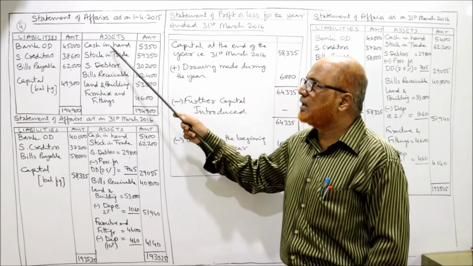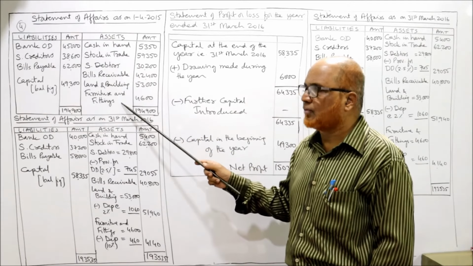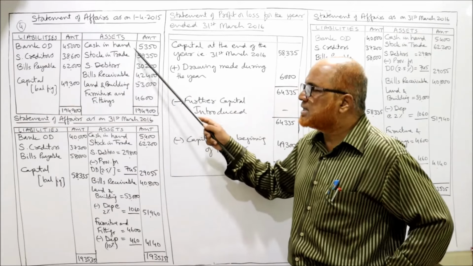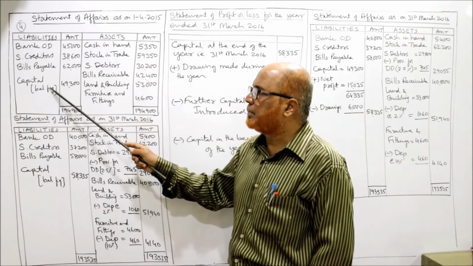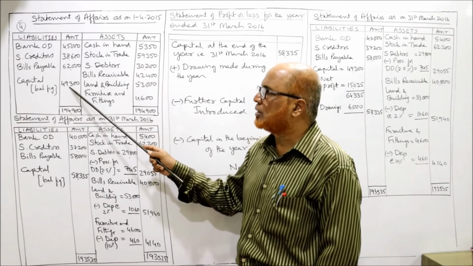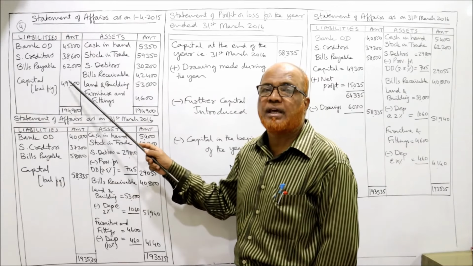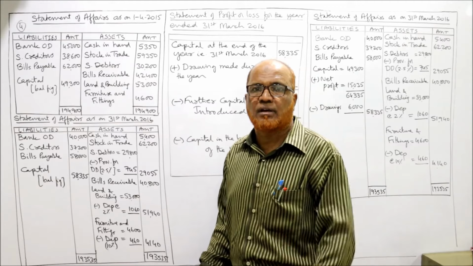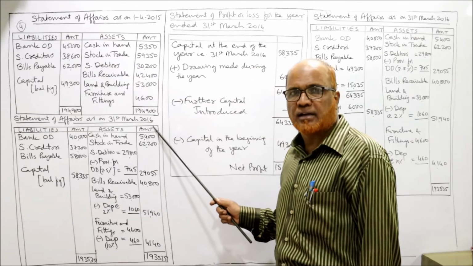So at the beginning of the year, cash in hand, stock in trade, debtors, bills receivable, land and building, furniture, fittings. As it is, जैसा problem में opening balances दे दिया, same balances we have taken. Then bank overdraft, creditors, bills payable, capital, balancing figure. That's all. So we have prepared the opening statement of affairs and we have calculated the opening capital. Now we prepare the statement of affairs at the end of the year, 31st March 2016, current year, end of the year.